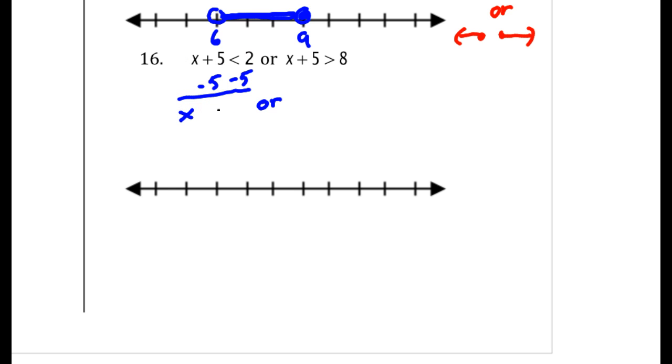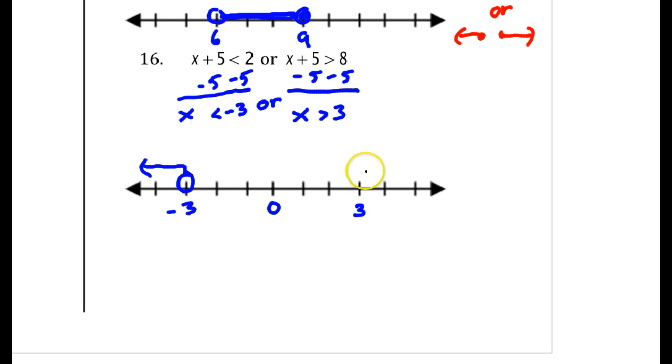So we have x is less than -3, and we have x is greater than 3. So let's say this is 0 in the middle. Let's be -1, -2, and -3. 1, 2, and +3. So we want everything that's less than -3, everything that's greater than +3. Do yourself a favor. Afterwards, check just to make sure that your open and closed circles are correct. That's one of the easiest things to miss.